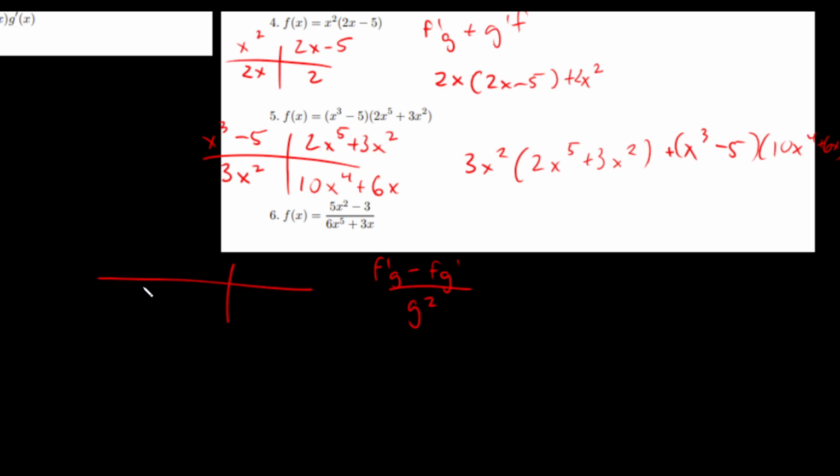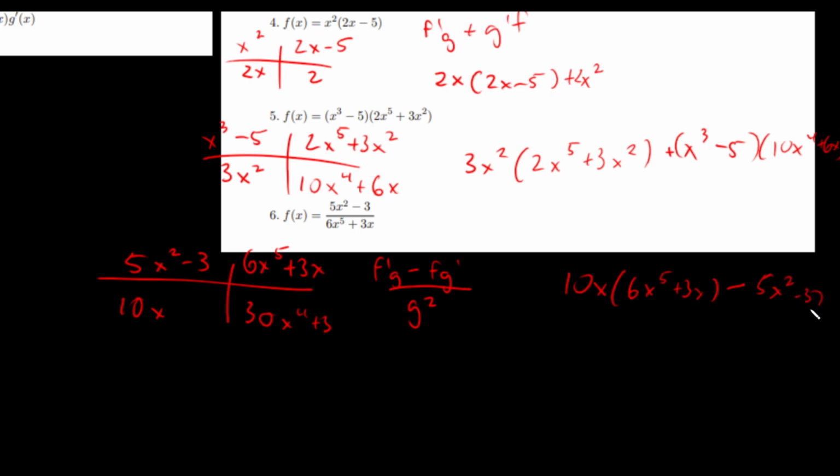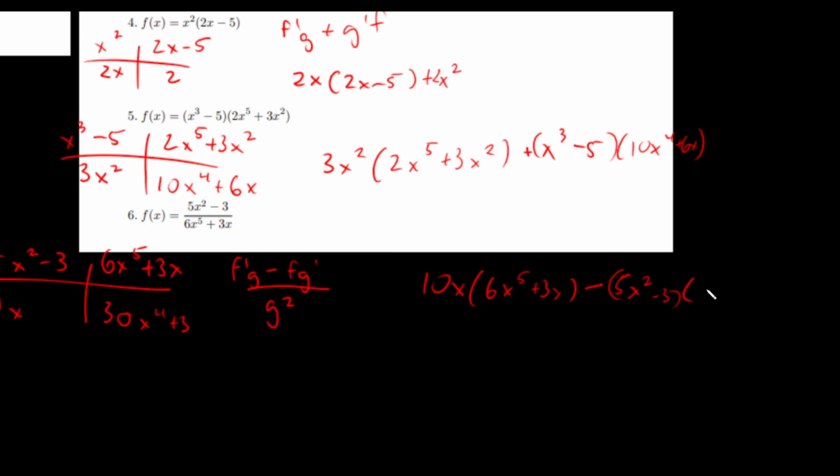So then let's do the little table again. 6x to the fifth plus 3x. Oh, what am I doing? What's wrong? 10x, 6x to the fifth plus 3x, 30x to the fourth plus 3, and then 10x, 6x to the fifth plus 3x, minus, this time, 5x squared minus 3 times 30x to the fourth plus 3 over 6x to the fifth plus 3x squared. Boom! That is our answer. We are good.